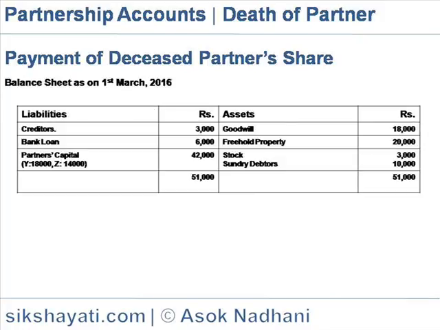So we get the balance sheet as on 1st March 2016. The asset side is goodwill 18,000, freehold property 20,000, stock 3,000 and sundry debtors 10,000, so 51,000. In this case, the full value of goodwill is shown in the balance sheet on the asset side. On the liability side, creditors 3,000, bank loan 6,000 and partners' capital now stands at 24,000 and 18,000, considering the full value of goodwill.